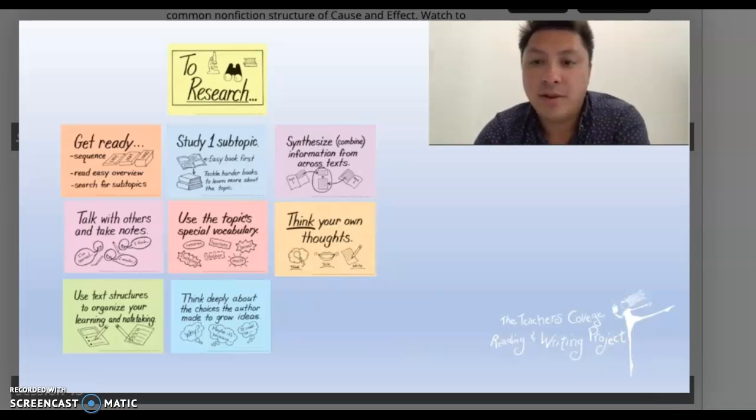Right now, could you think about what your plan's going to be? Can you think what subtopic do you need to research? And what are you using to take notes?